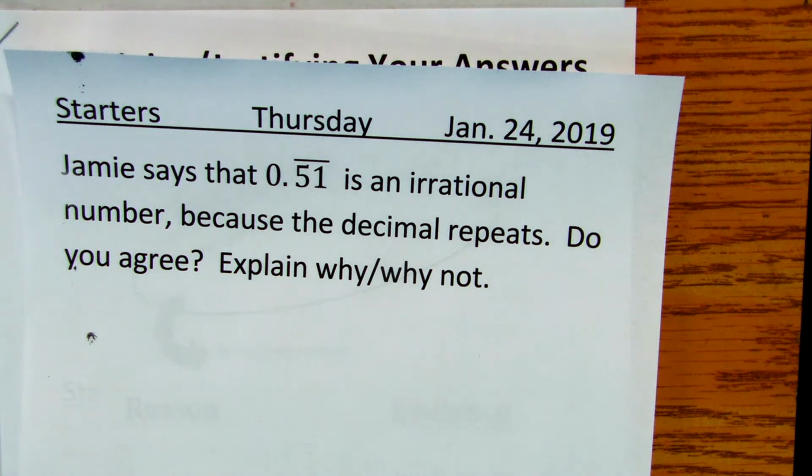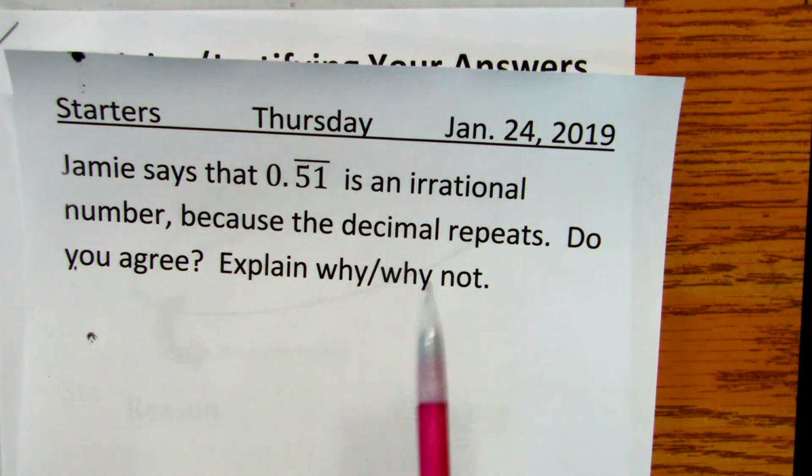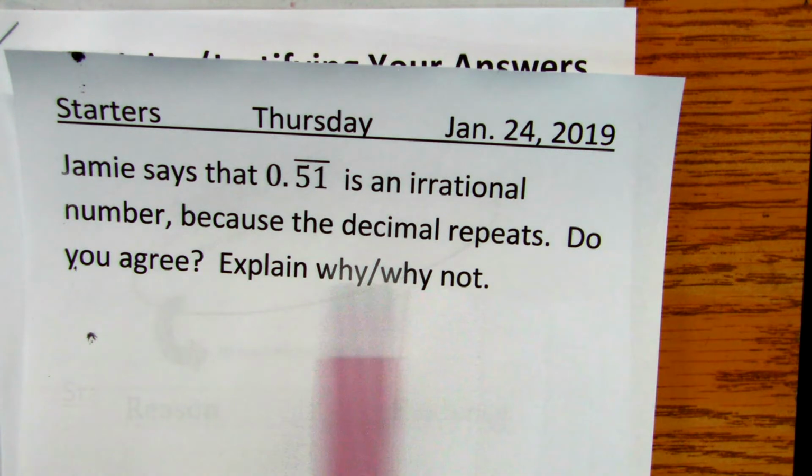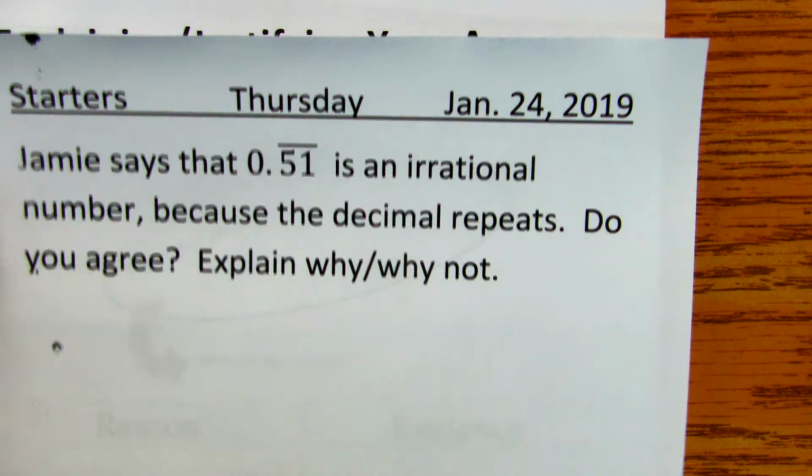All right, so this was our starter for today. Jamie says that 0.51 repeating is an irrational number because the decimal repeats. Do you agree? Explain why or why not. So what we're going to do is go through a process of making sure that we thoroughly answer explain questions. It says explain, justify, all of that.